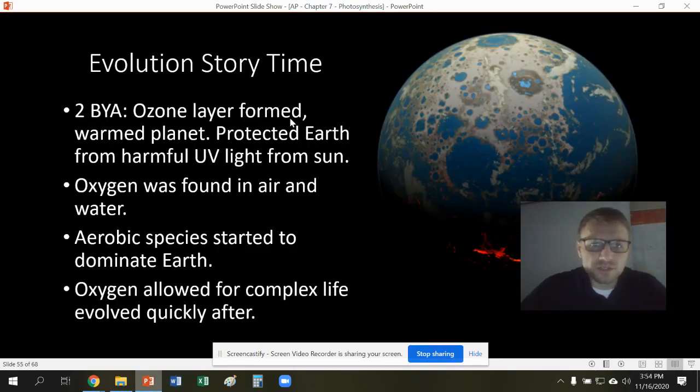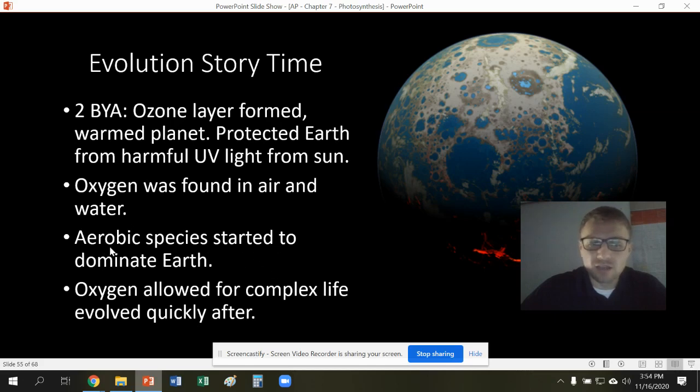About 2 billion years ago, we see our ozone forming. Again, this is about a billion and a half years after photosynthesis starts to evolve. This gives us protection from UV light. So you can imagine our Earth before that point didn't have much of an ozone, didn't have much of an atmosphere. The plants allow ozone to form, which again shields us from that harmful UV light. This really allows aerobic species to start taking off at that period.